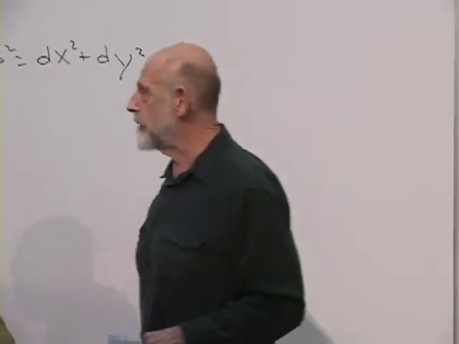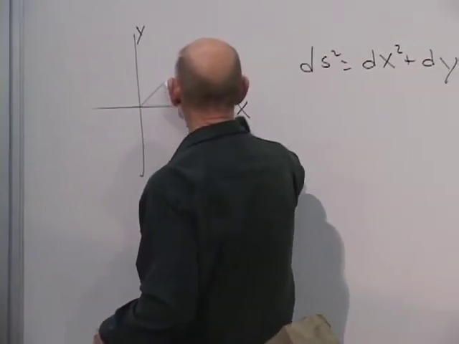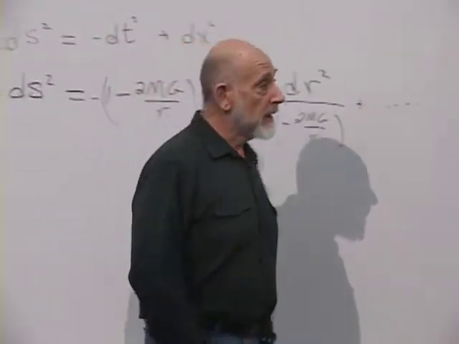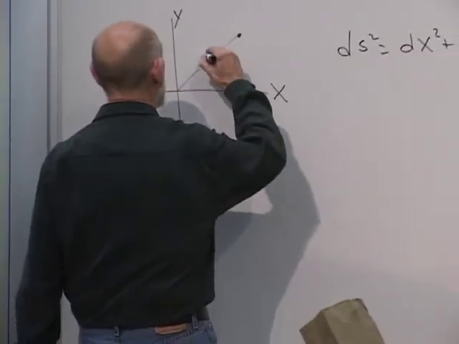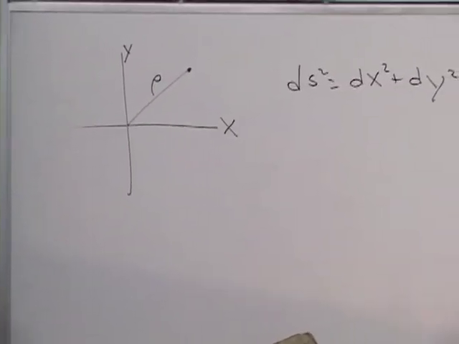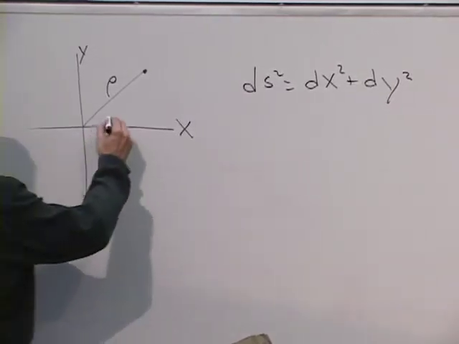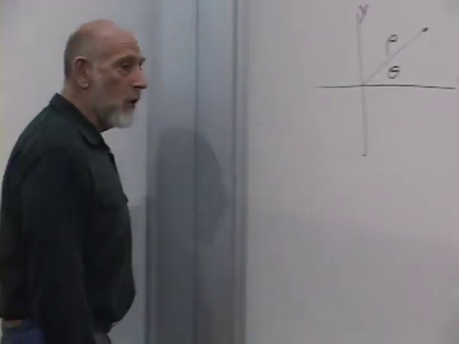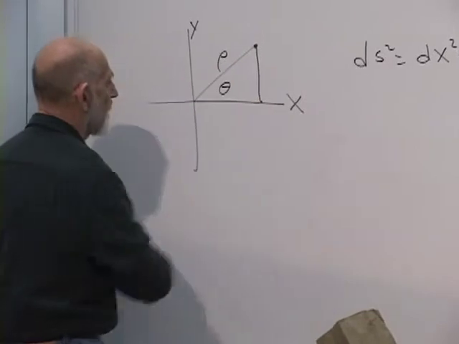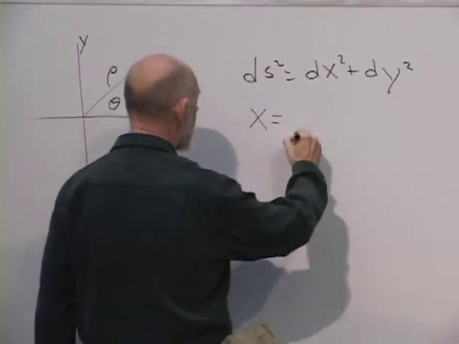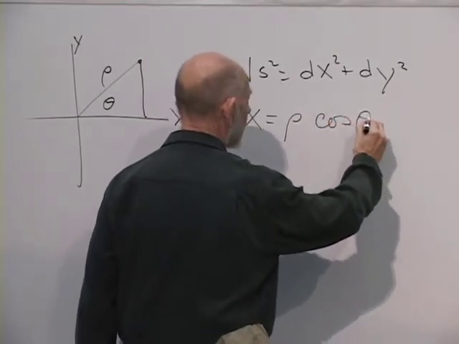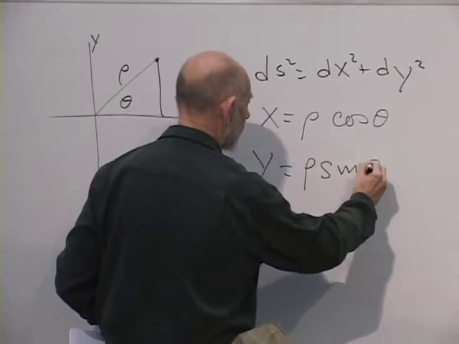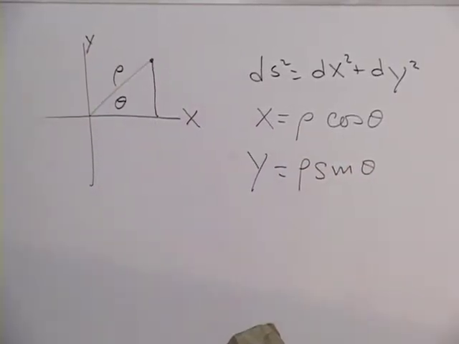Now let's go to polar coordinates. Polar coordinates means we characterize a point by a distance, which I won't call r because I don't want to confuse it with this r over here. It's a different thing. Let's call it rho, the Greek letter rho, which is sort of like r. And what's the other variable? Theta, angle. Okay, first of all, what is x in terms of rho and theta? We'll just drop a perpendicular. x is equal to rho times cosine of theta, right? That's the definition of cosine. And y is rho sine theta. Everybody agree? Okay, good.